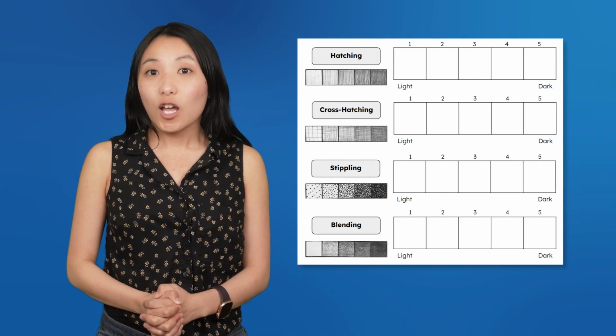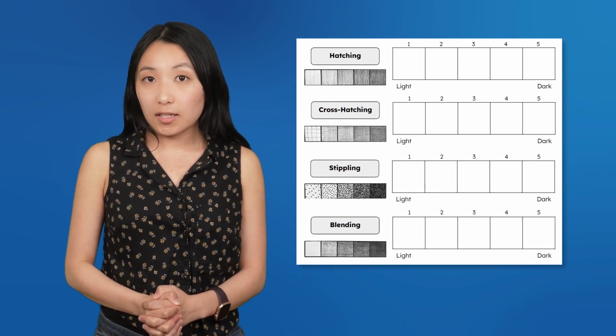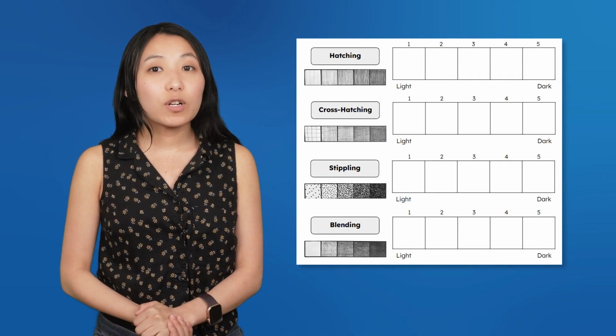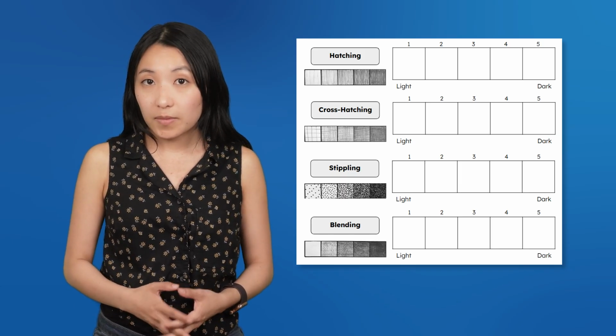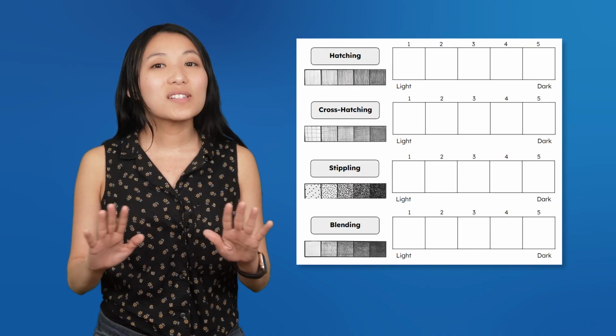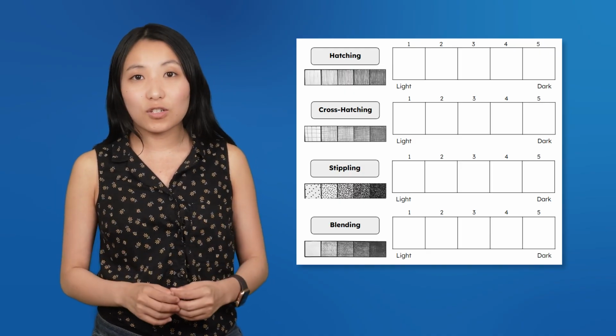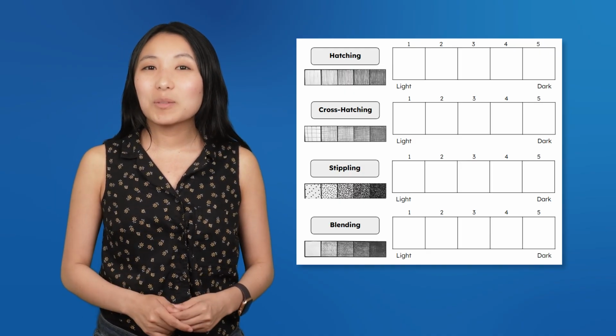Let's practice these shading techniques. In your guided notes, you'll create value scales for each technique. Start by applying light pressure with your pencil, then gradually increase pressure to build darker values. Focus on creating smooth transitions and controlling your pressure. Pause the video here to practice.